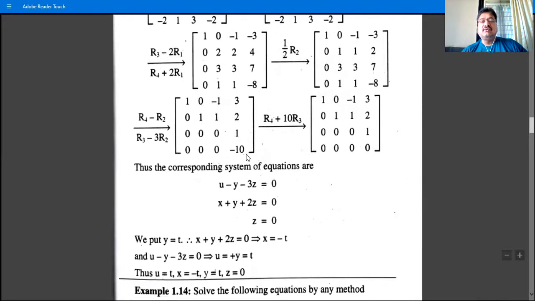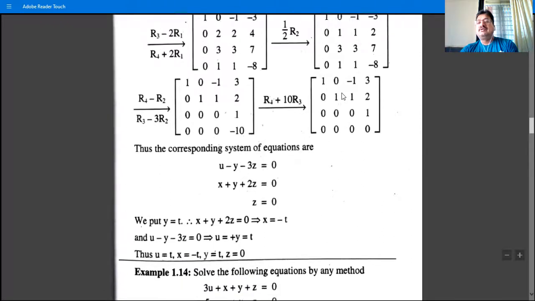Then after this we have to reduce this element to 1, but it is 0, so it cannot be reduced to 1. We have to reduce this element to 1, but both are 0, so shift this. We have to reduce this element to 1. It is already 1. Then we have to reduce this minus 10 to 0, so R4 plus 10 R3. So this is an echelon form.